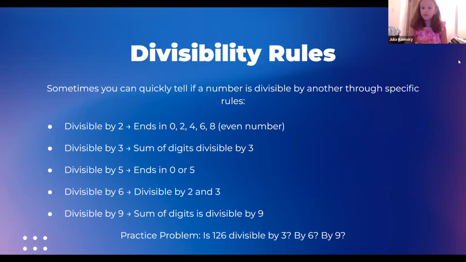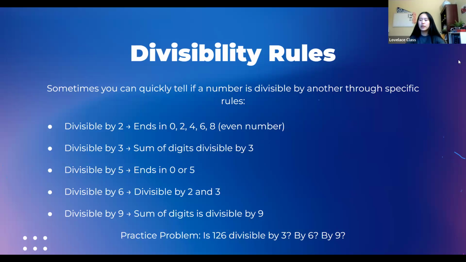Does 8 have a divisibility rule? 8 also has a divisibility rule, but it's a little more complicated. The rule is that the last 3 digits of the number must be divisible by 8. It's kind of weird. With a big number, you only have to check the last 3 digits, and if those are divisible by 8, then the whole number is divisible by 8. In this class, we're going to work with smaller numbers, like 2 digits and occasionally 3 digits, so that rule isn't super helpful, I guess. Makes sense?